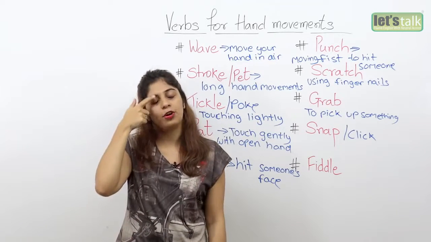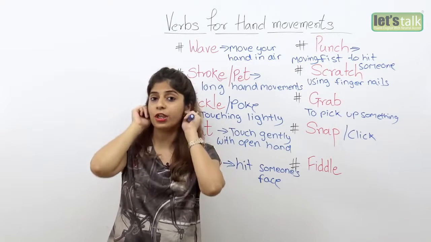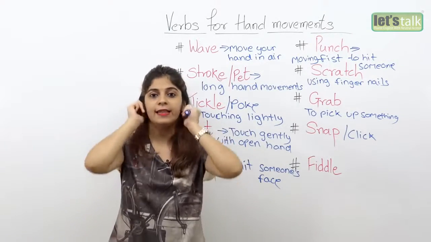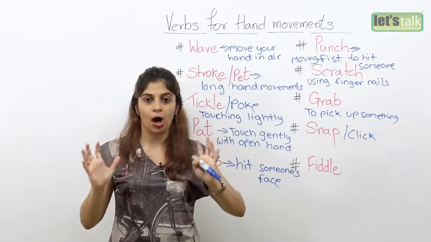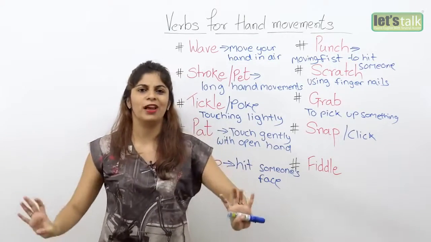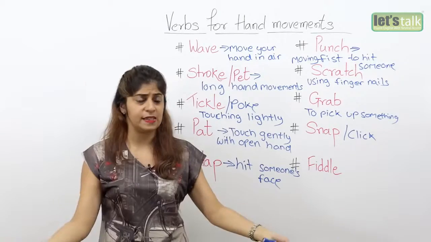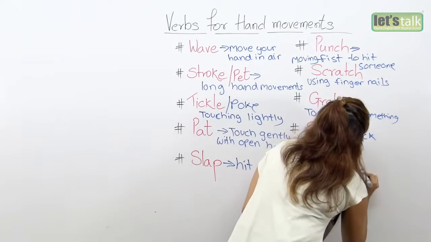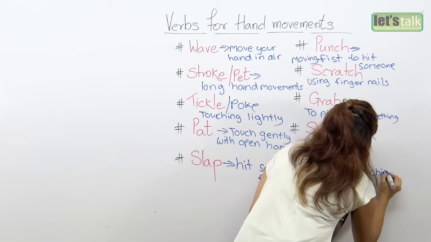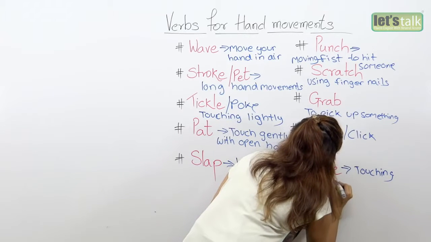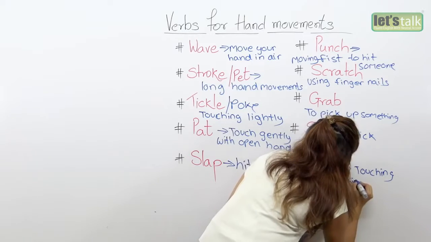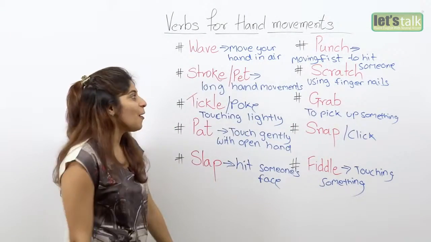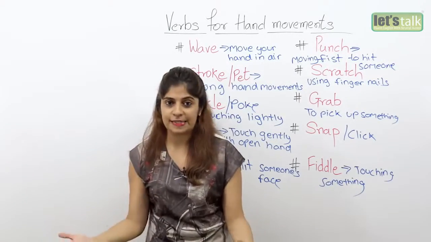You keep fiddling with your eyes. You keep fiddling with your ears. So you constantly and unconsciously touching your body parts or touching something or the other without any specific reason. So that's fiddling, okay? So to fiddle, touching something without any reason. Right?